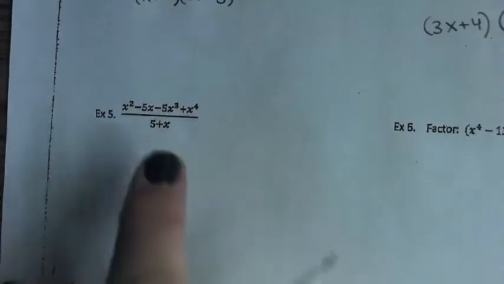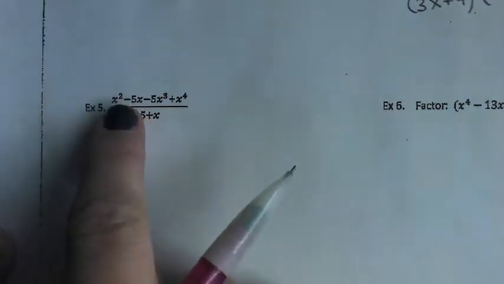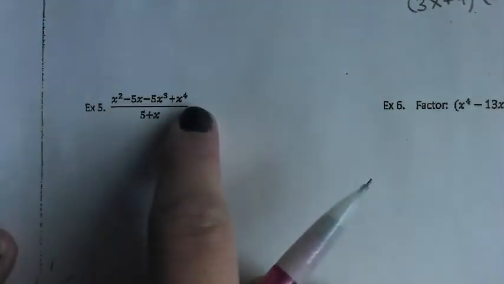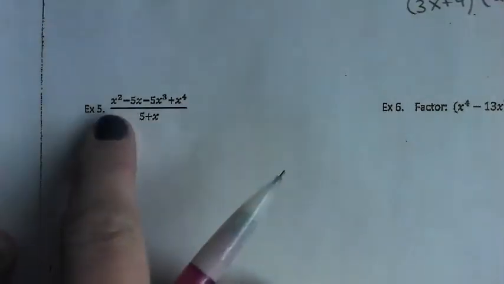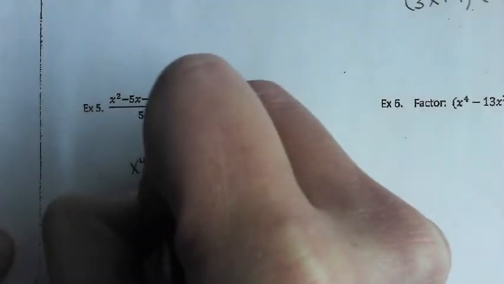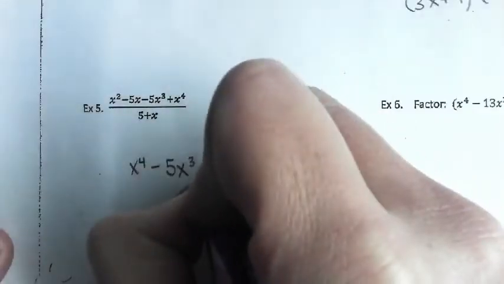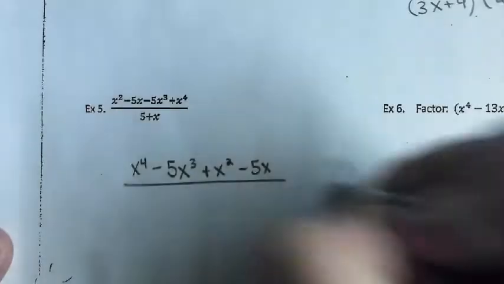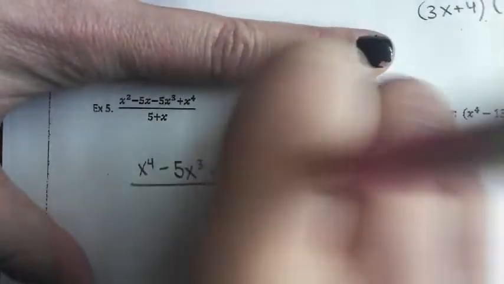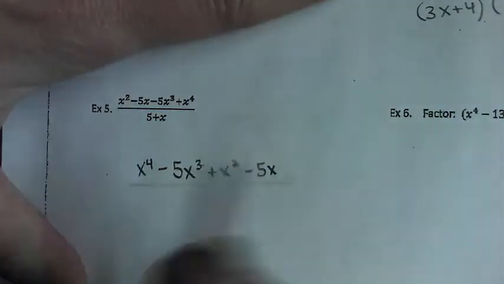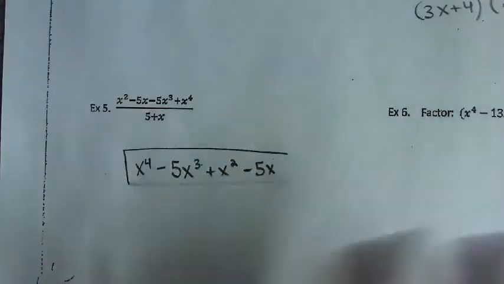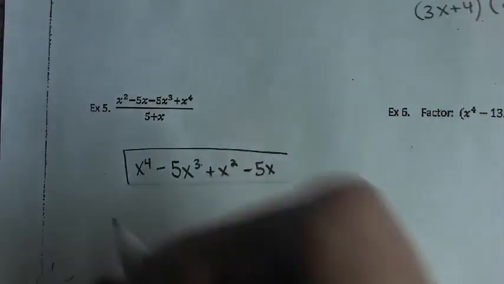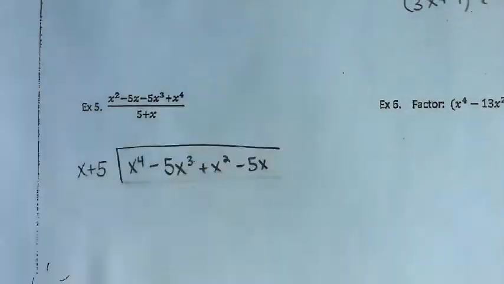Couple things on each of these. The numerator is not in the right order. You have to keep things in the right order. So when I rewrite this, my x to the 4th is going to come first, then my minus 5x cubed, then my plus x squared, then my minus 5x, all over. And I'm dividing it by 5 plus x, which also isn't in the right order. I need to do x plus 5.